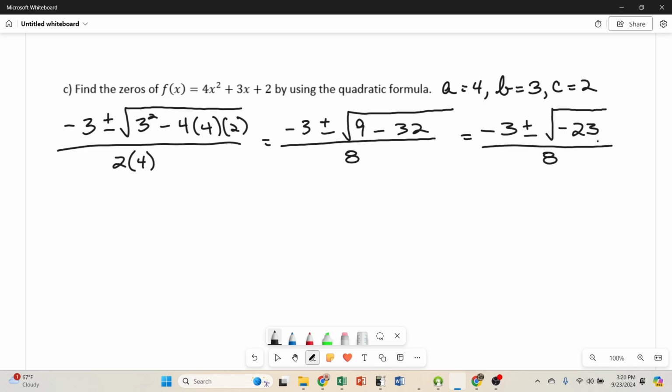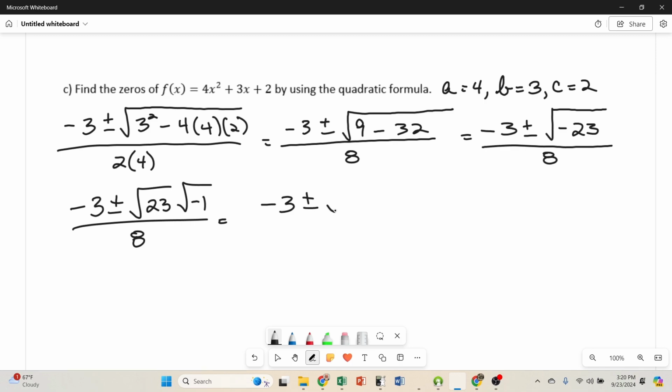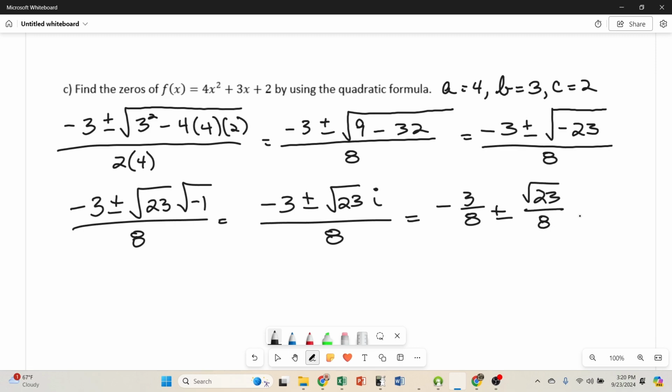Over 8. Again, we've got to get that negative out of there, so this is going to be negative 3 plus or minus the square root of 23 times the square root of negative 1, over 8. So our final answer, we're almost there, negative 3 plus or minus the square root of 23 times i over 8. So our final answer is negative 3/8 plus or minus the square root of 23/8 i.